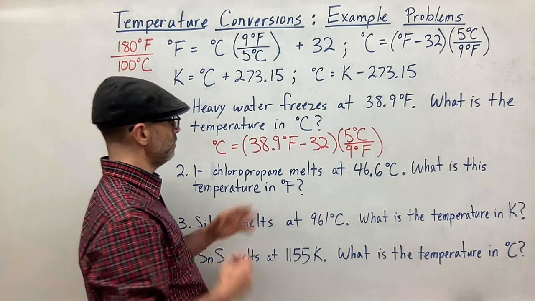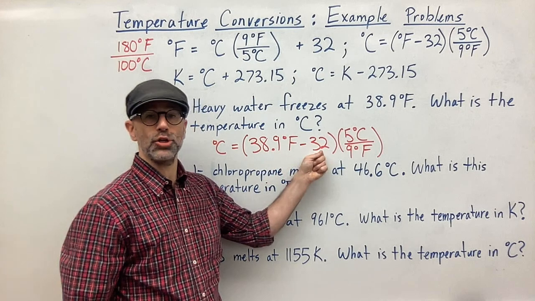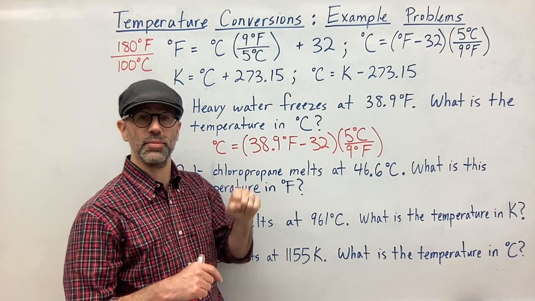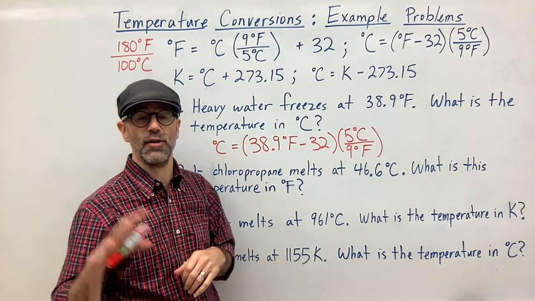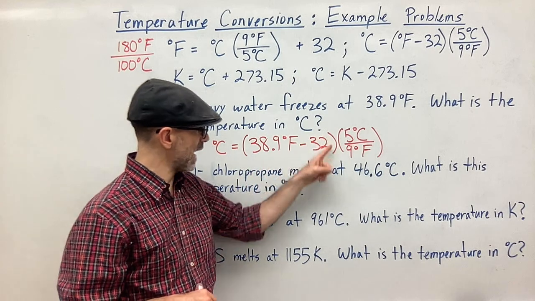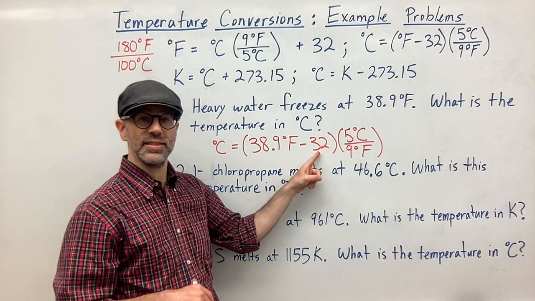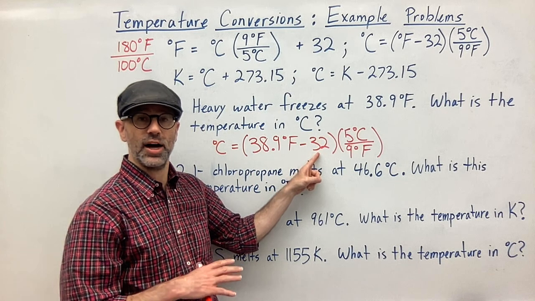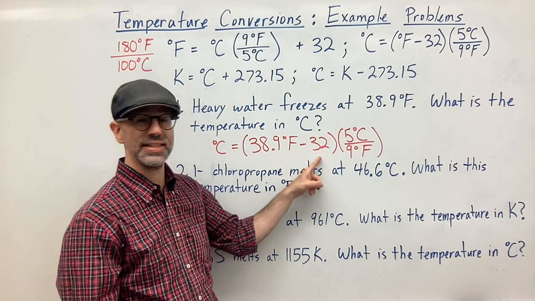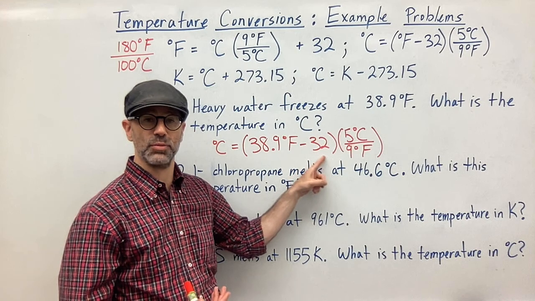So here, since 32 is the number of degrees between the freezing point on the Celsius scale versus on the Fahrenheit scale, that's an exact number. So this is not going to influence your number of significant figures or your decimal points. So this has an infinite number of decimal places.